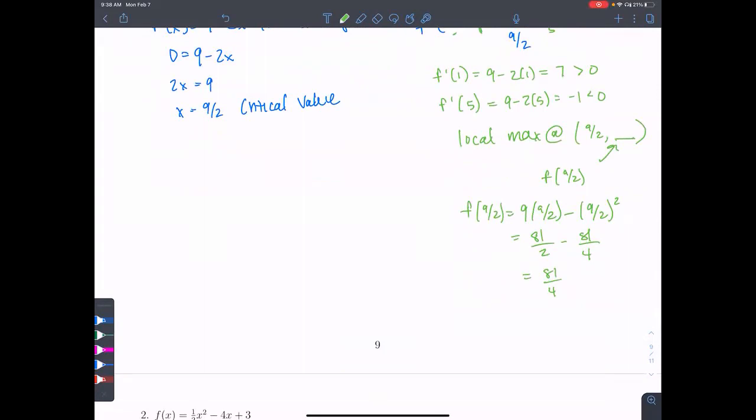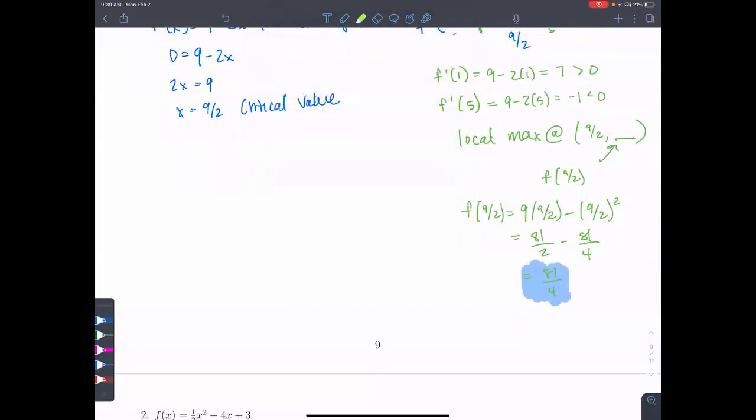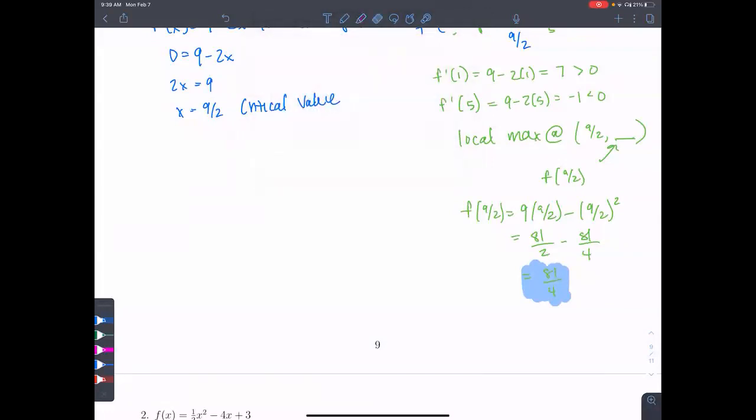Okay, so then this tells us our, oh my goodness, that's really hard to see. Let me see. That's going to be worse. Pink? Yeah, that's good. This tells us our y coordinate for that ordered pair, which is going to be 81 over 4.